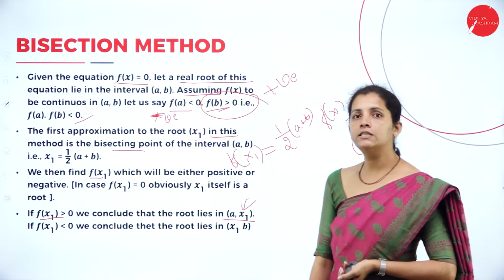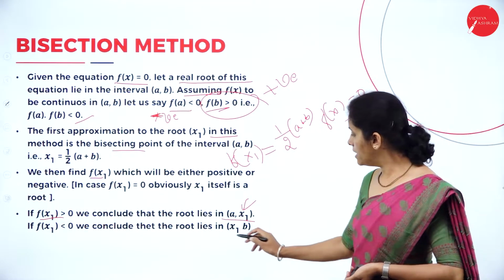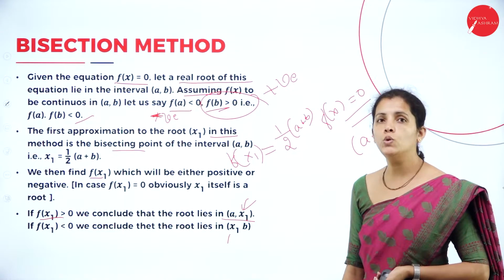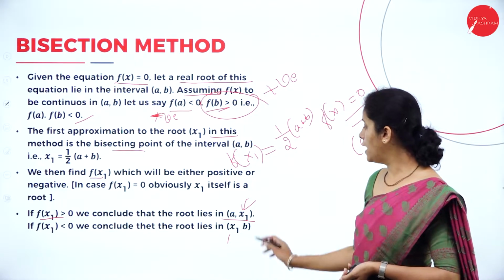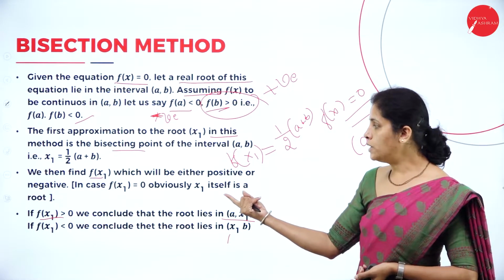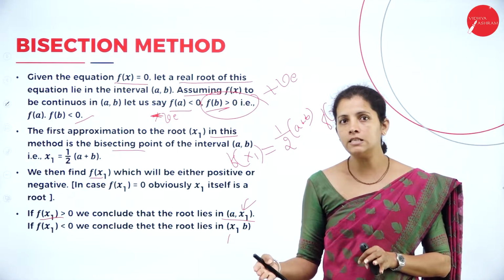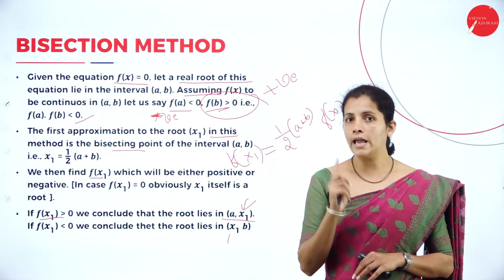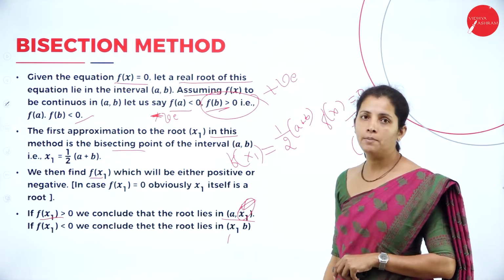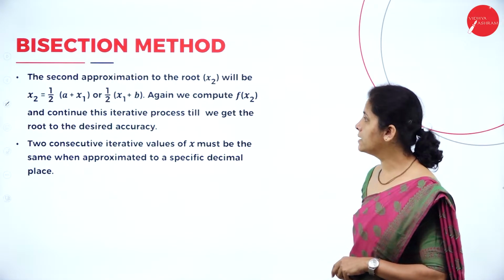Now, if it is negative, then a is nothing but x1. That means I'm going to replace the a value with the x1 value and b remains the same. So for a negative value, I'm going to change a, but b remains as it is. If it is positive, a remains as it is, and I'm going to make the modification in b, so b equal to x1.